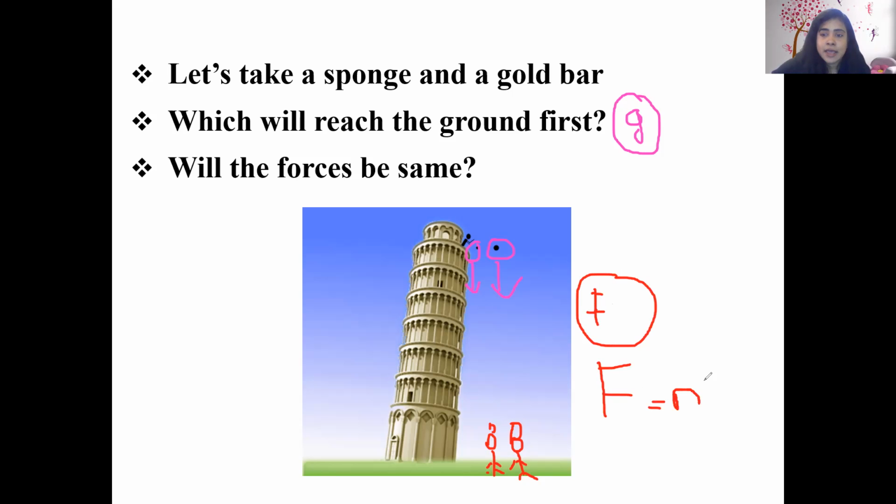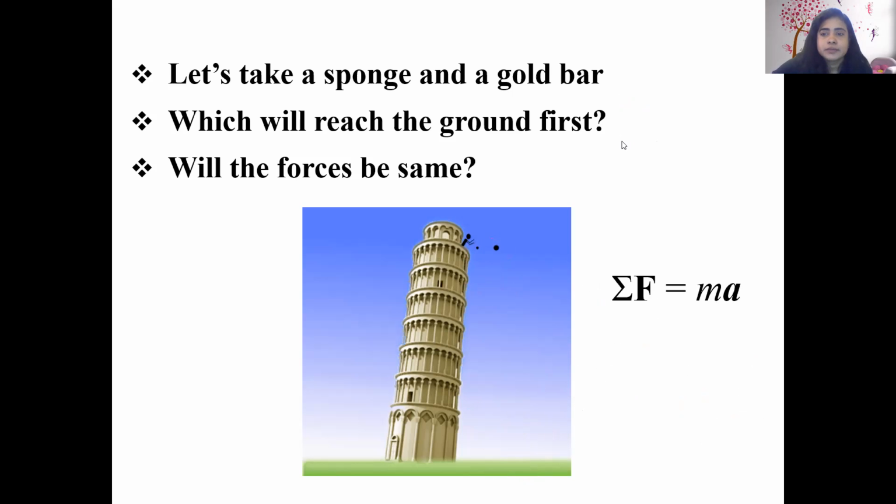No, right? Because the acceleration is the same, but the mass is different. So the gold bar is going to be heavy, which will make the force on this person large. He is gone. When the gold bar hits, he is gone. And the sponge, not bad, because it is very lightweight, so less force. So that's what Newton's second law says.